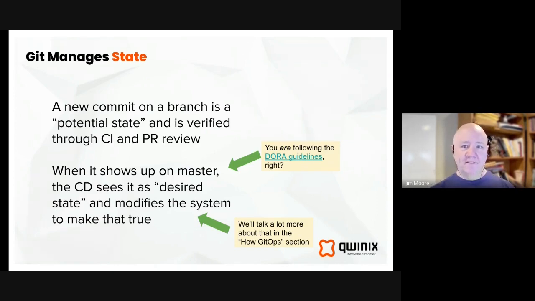But one of the things they talk about is trunk-based development, which harkens back to Subversion. It should be called master-based development since everybody uses Git these days, but same idea. And we'll talk a lot more about the system coalescing around that state in Git in a little while when we talk about the how of GitOps.